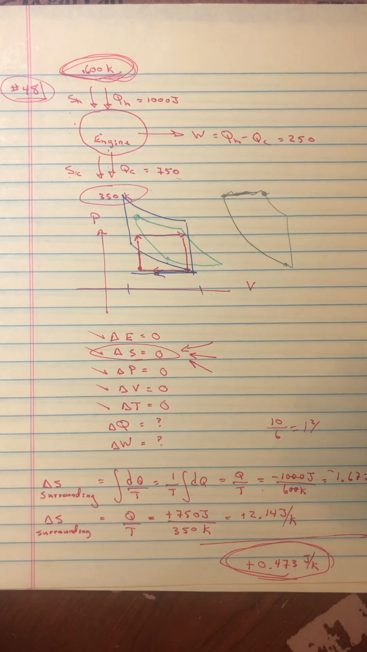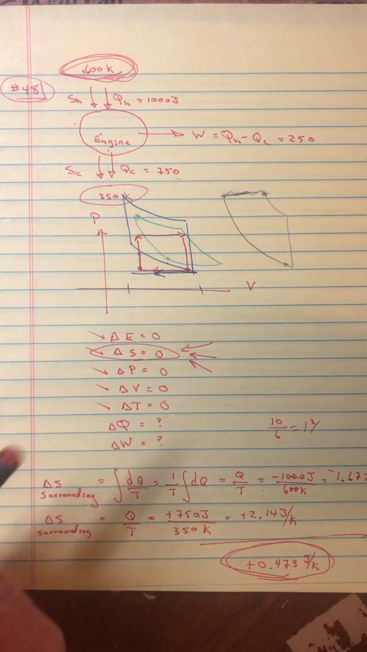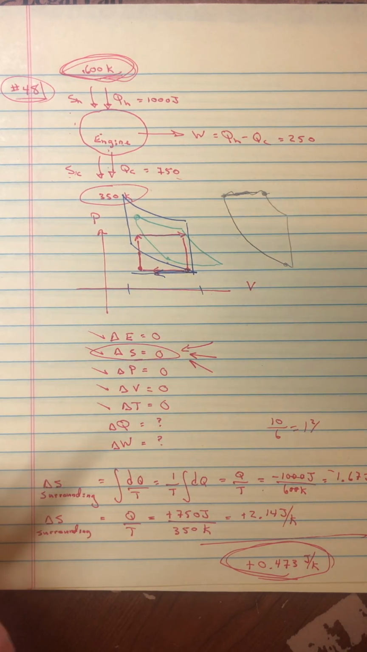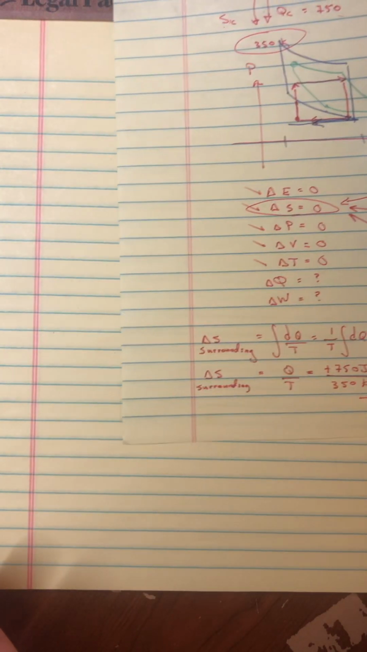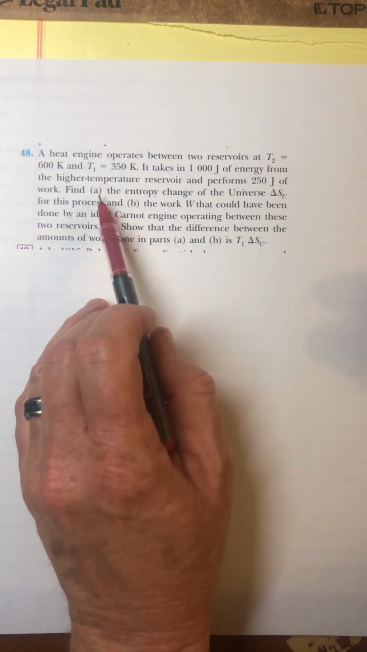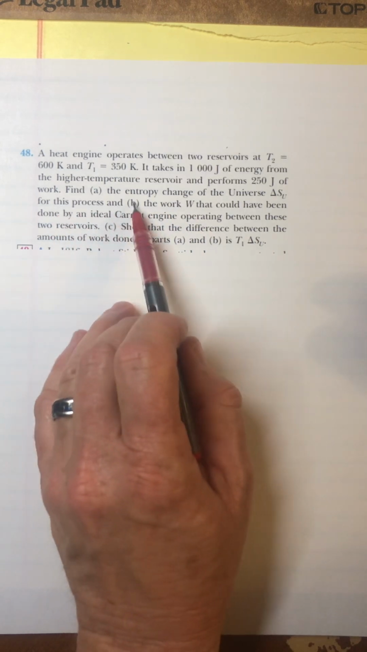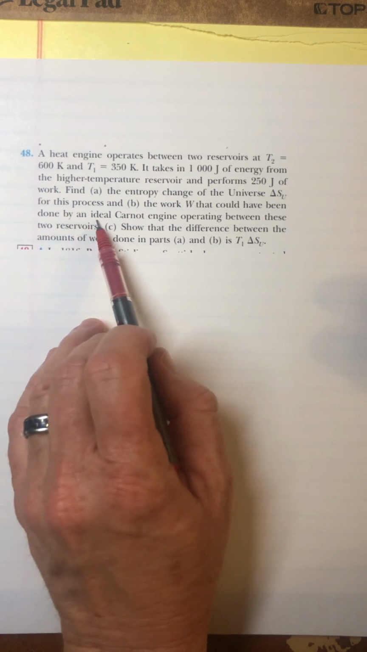And so I guess we would have to say that this engine is operating at something less than the perfect Carnot efficiency, but not bad. In fact, I hope the question goes on to talk about this a little bit more, and I think it does. So let me move this out of the way and come back to the question. So we did A, the entropy change of the universe in this process, and then B, the work that could have been done by an ideal Carnot engine operating between these two reservoirs.